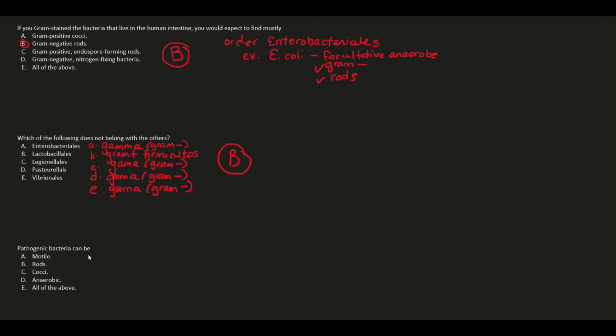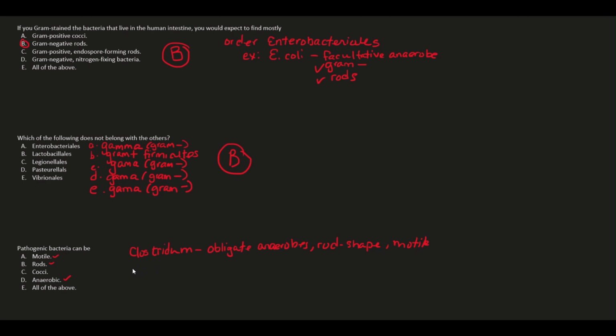Pathogenic bacteria can be motile, rods, cocci, anaerobic, or all of the above. Let's give some examples. We have Clostridium, that are obligate anaerobes. They have a rod-like shape, and they're motile. So we have rod, they're motile, and they're anaerobic.